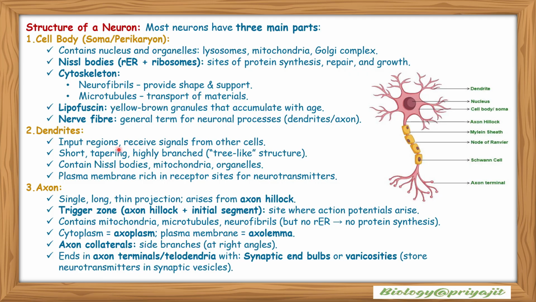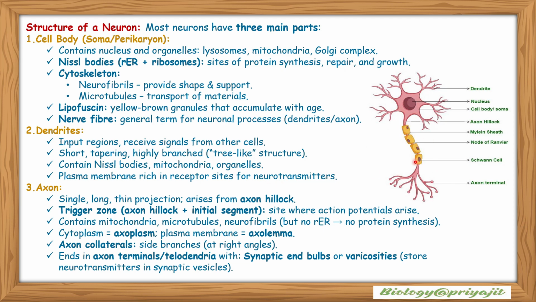Dendrites are the input regions. They receive signals from other cells. They are short, tapering, highly branched, tree-like structures. They contain Nissl bodies, mitochondria and other cell organelles. The plasma membrane is rich in receptor sites for neurotransmitters. In the plasma membrane of the dendrites, there are different types of receptor sites.